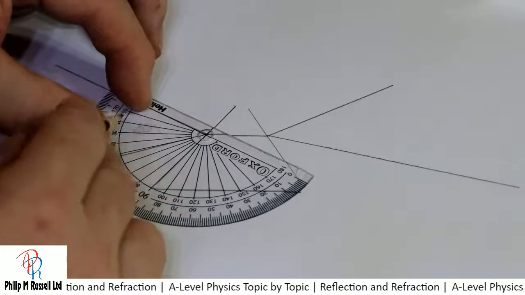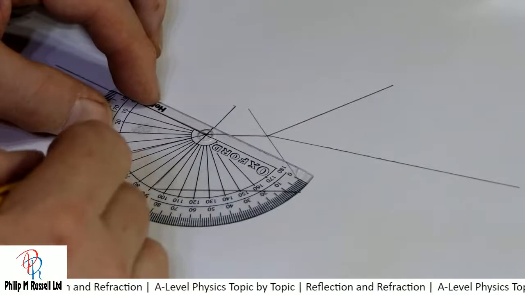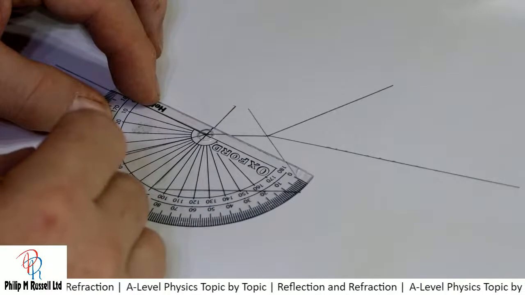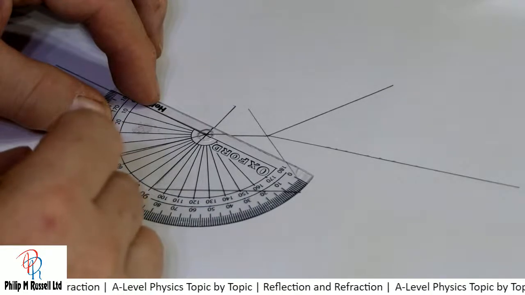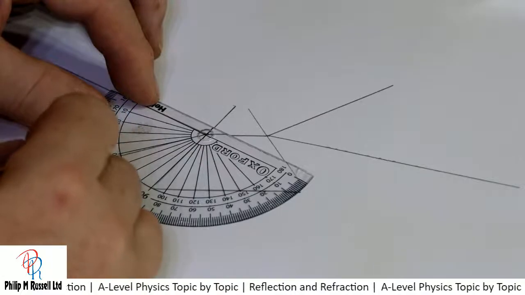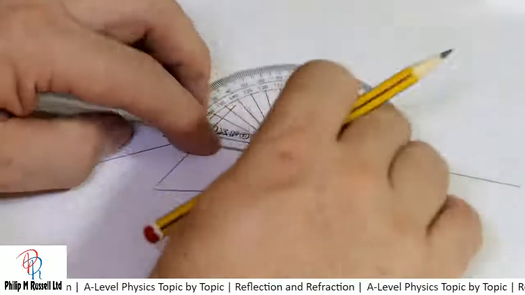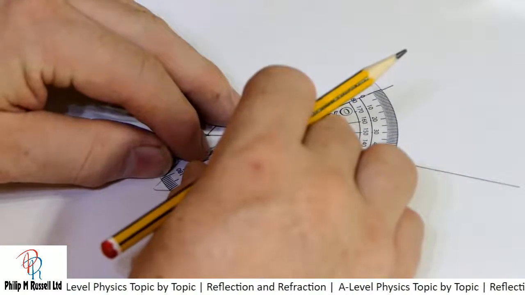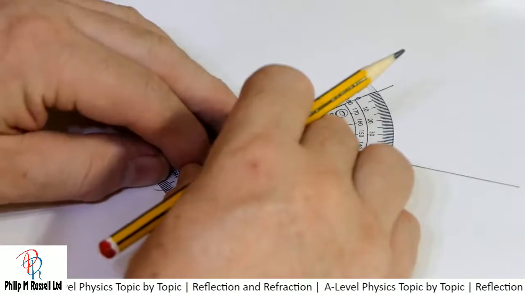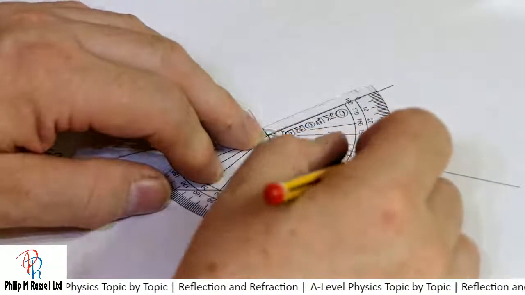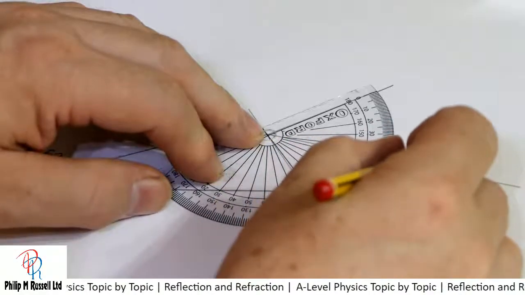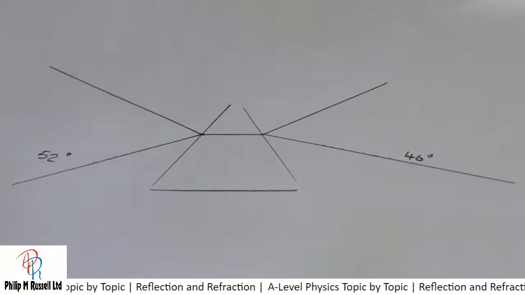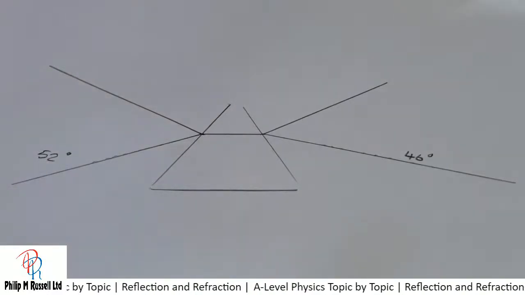We can see that if I measure my normal, this is about 53, about 52. And let's measure the other side. We'll measure the normal. And yeah, excellent, 46 degrees. So perhaps not quite as accurate as I would like, that one to be.